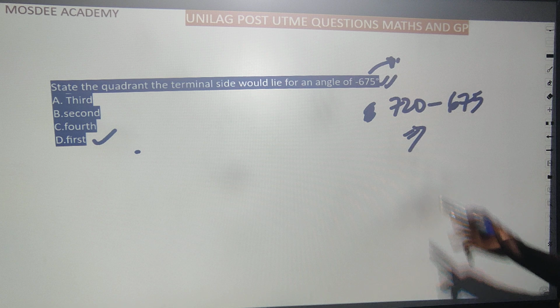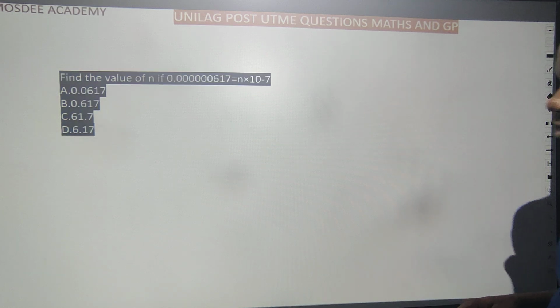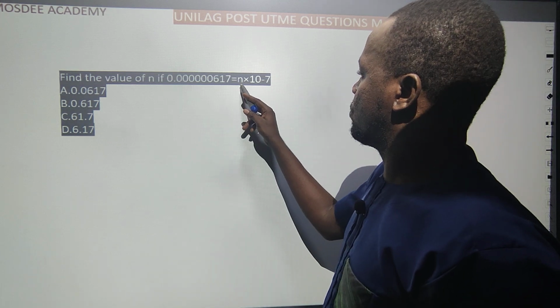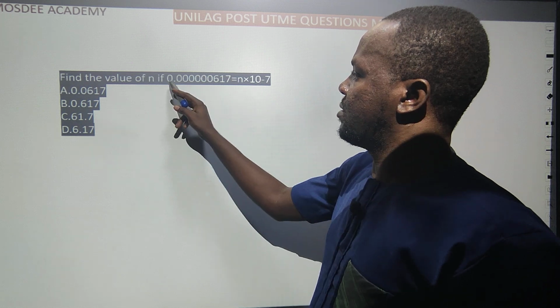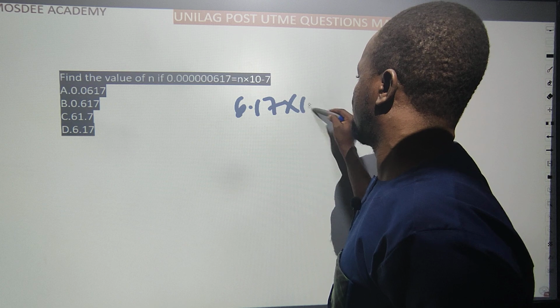I think that's all for this. Let's see the current affairs or the general paper so that we can do them together. Okay, it's the last question. This is just a standard form question. This is n times 10 to the power minus 7. How many zeros are there? Negative 6.17 times 10 to the power negative 7.